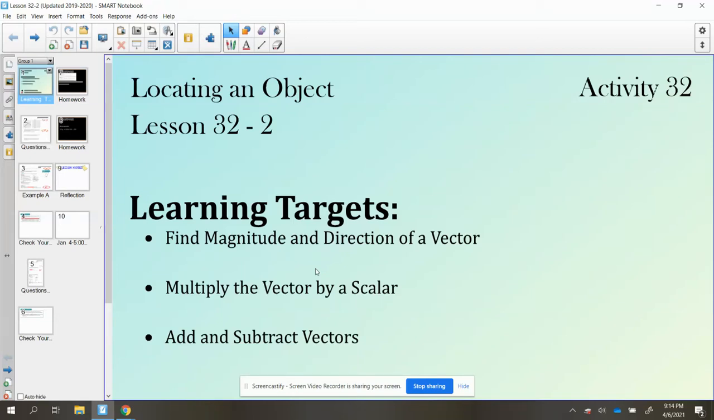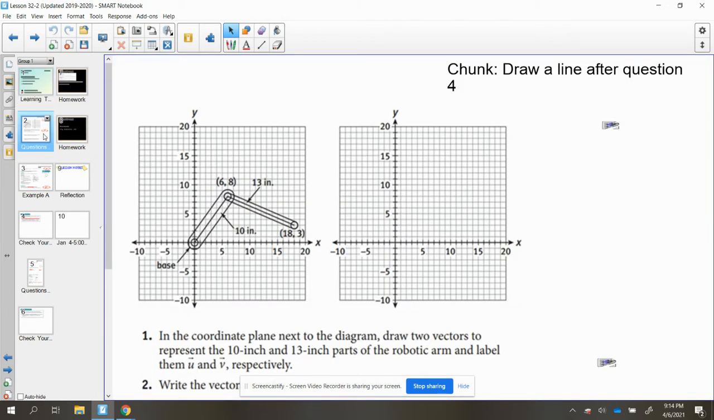Today's lesson is 32.2, which starts on page 446 in your Springboard books, and we will be working more with vectors and their operations. So in the last lesson, we talked about how with a vector, you always start at the tail and end at the head. It's a direction and a length.